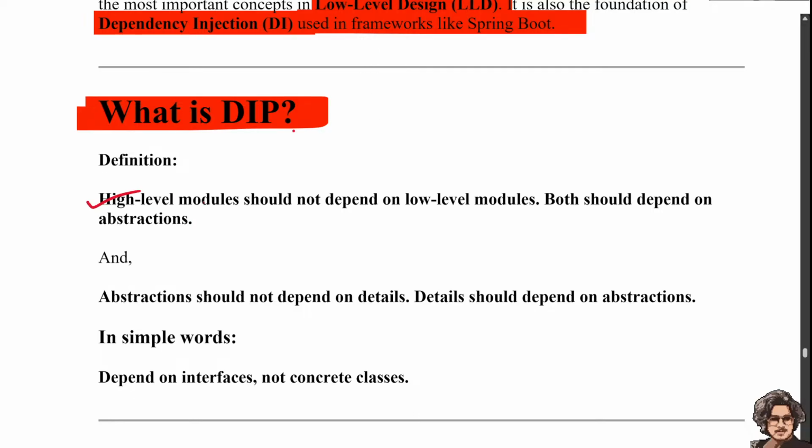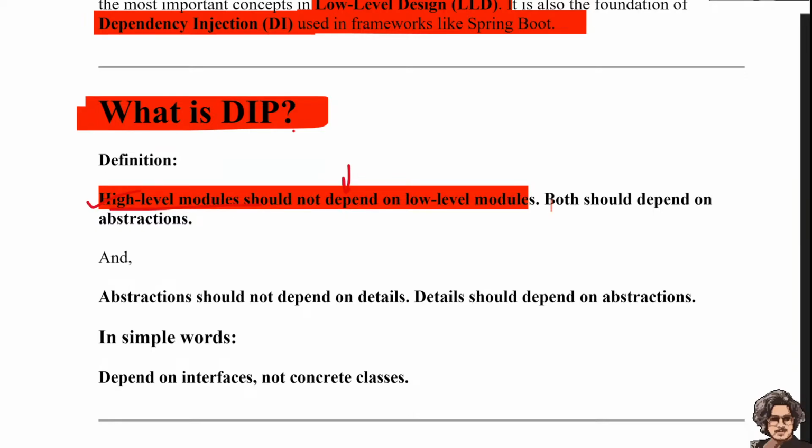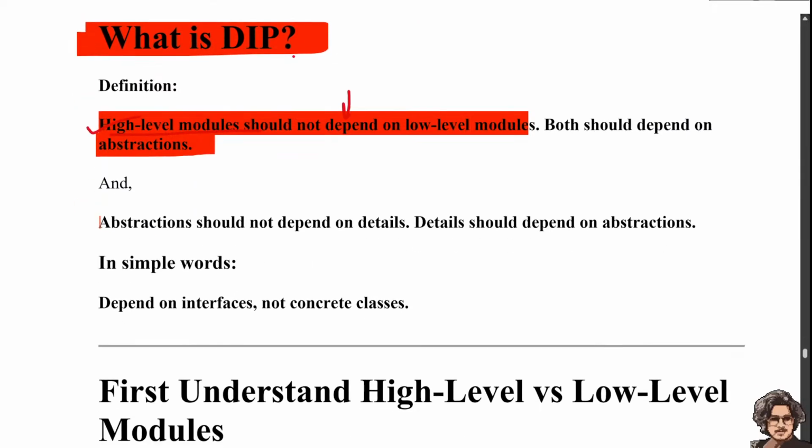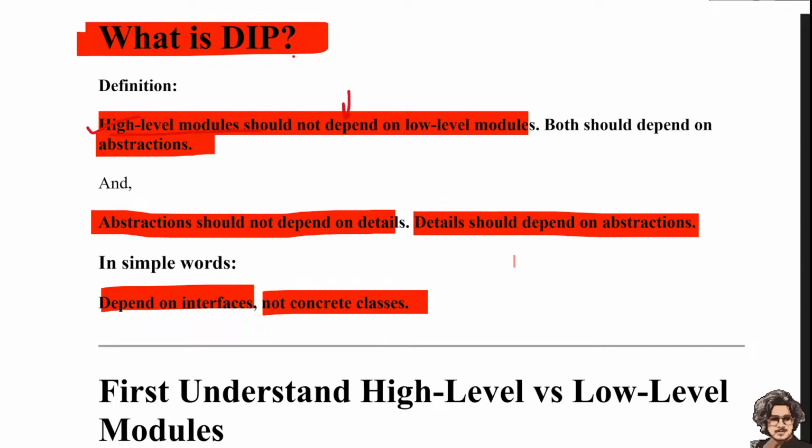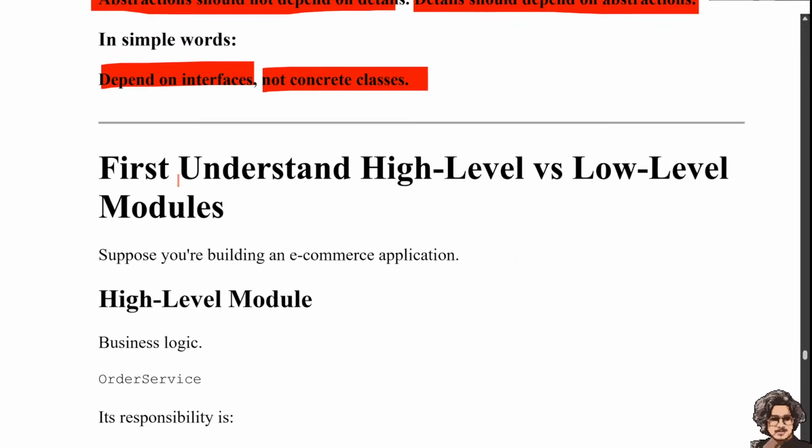By definition, a high level module should not depend on a low level module. Both should depend on abstraction. Abstraction should not depend on detail. Detail should depend on the abstraction. In simple terms, depend on the interface, not on the concrete class. Let's see it with an example.